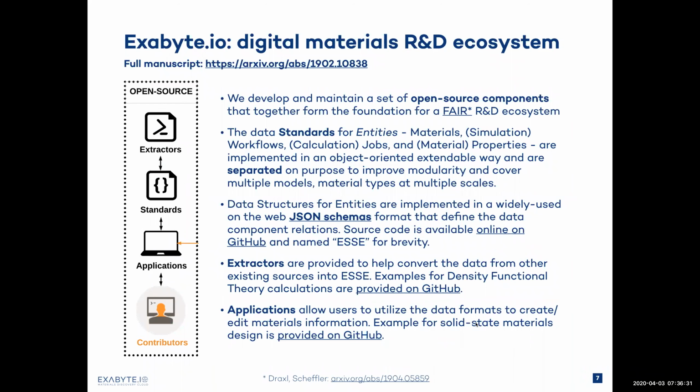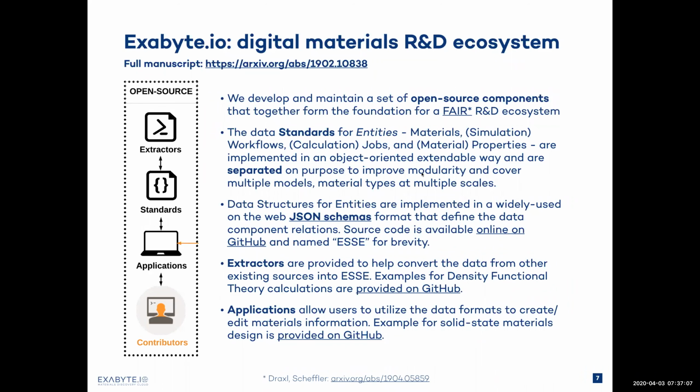And to implement it, we start with developing open source components. We develop and maintain a set of open source components that together form the foundation for this FAIR R&D ecosystem. FAIR is a term that stands for findable, accessible, interoperable, and reusable. The data standards for the entities that we support, materials, workflows, jobs, and materials properties, are implemented in an object-oriented, extendable way and are separated on purpose to improve the modularity.